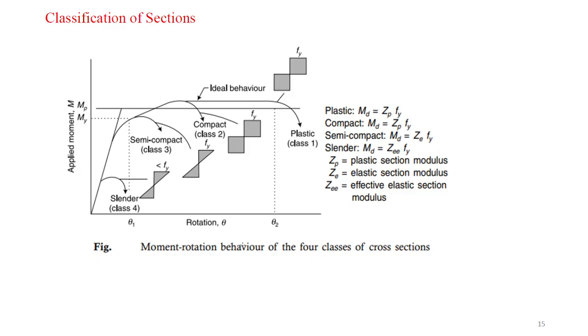Here in this diagram we can see the moment rotation behavior of the four classes of cross sections. You can see here for the plastic section, the design moment MD will be ZP into Fy, and for the compact section we used to do the same thing. For the semi-compact section we used to take ZE into Fy, and for the slender section also we used to take MD is equal to ZE, the effective elastic section modulus, into Fy. These are the different classifications of the sections in beams which we used to use.